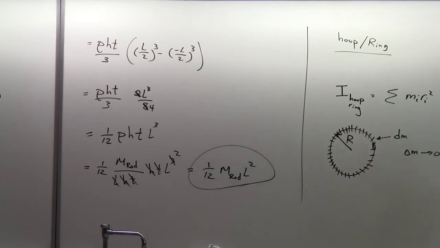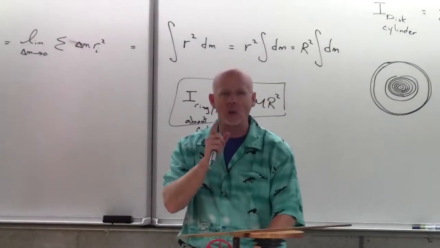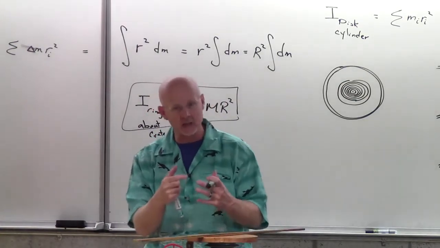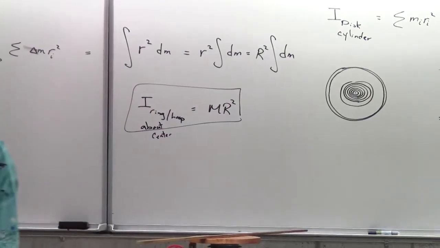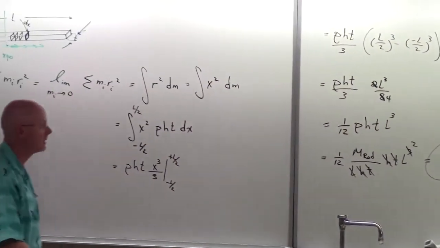What is the moment of inertia of a rod about its center? Did you notice? A rod. I have to give it shape and about its center. It's both the shape and what point, because that's what the moment of inertia depends on. It depends on the mass and the distribution of that mass.